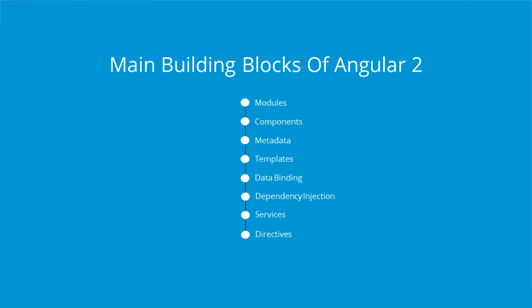So what are the main building blocks of Angular 2? Well, it was basically components, and it was revolving around components and component interaction, which means that Angular says, let's go ahead and use web components to create custom components which have their own functionality.